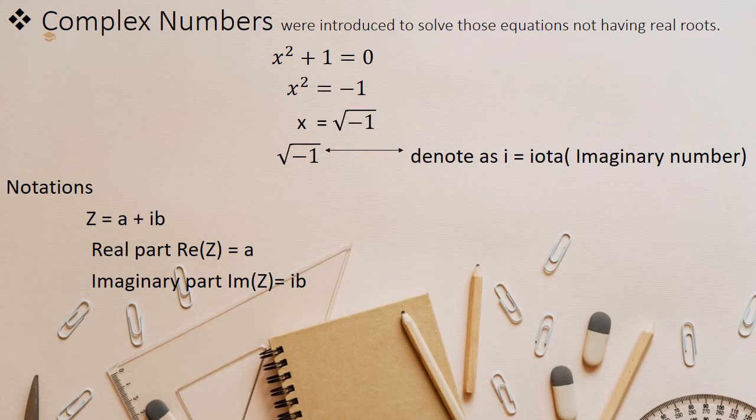So over here we have just the notation that equals a plus iota b, basically you can say a combination of real and imaginary parts. So we have over here the real part, Re(z) equals a, and the imaginary part, Im(z) equals iota b.